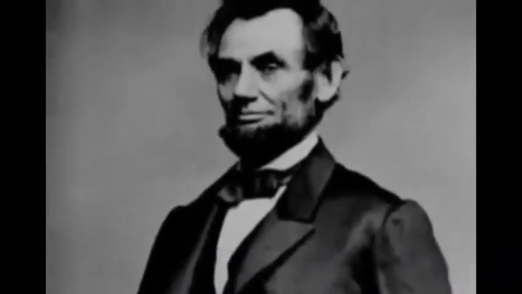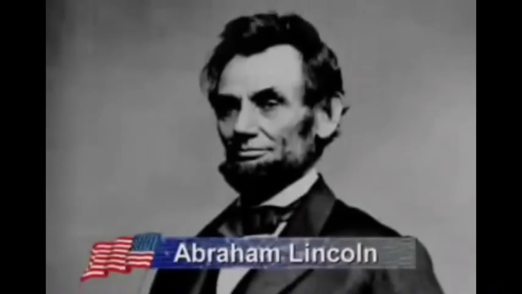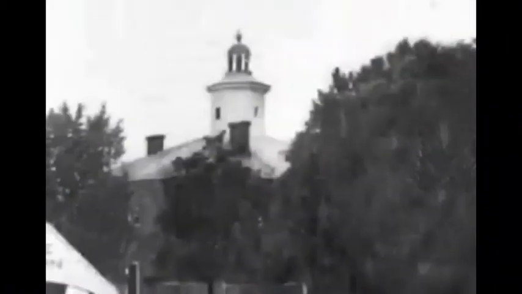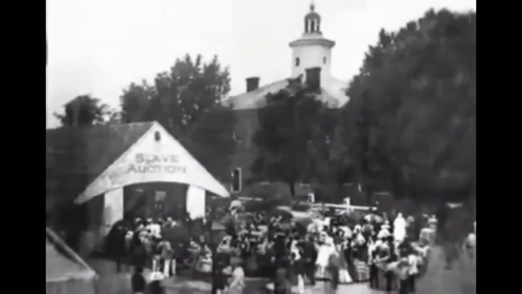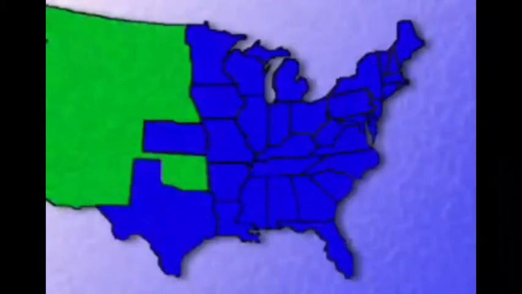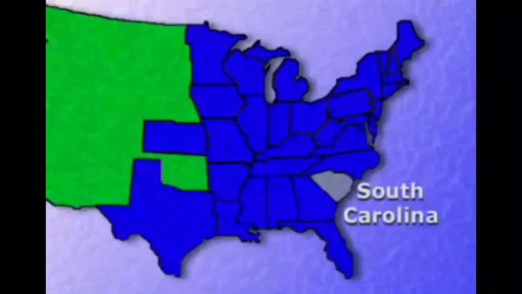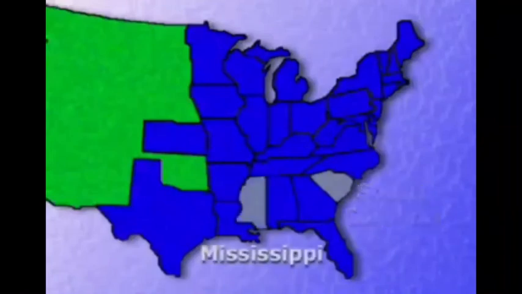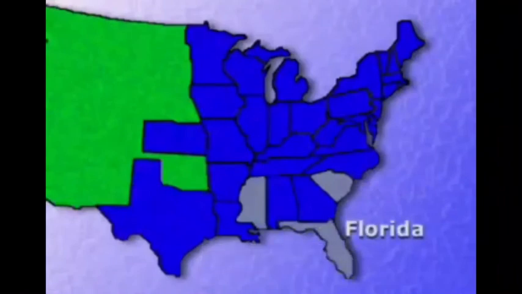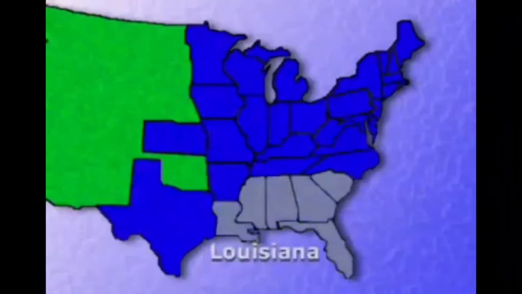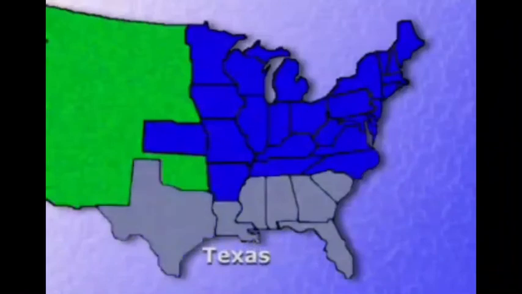Then in 1860, Abraham Lincoln, a Northerner, was elected President of the United States. He believed in a strong central government making laws for the states, and he wanted to stop the spread of slavery. At this point, the southern states began to secede or leave the Union. South Carolina was the first state to leave the Union in December of 1860. Over the next 6 weeks, Mississippi, Florida, Alabama, Georgia, Louisiana, and Texas left the Union.